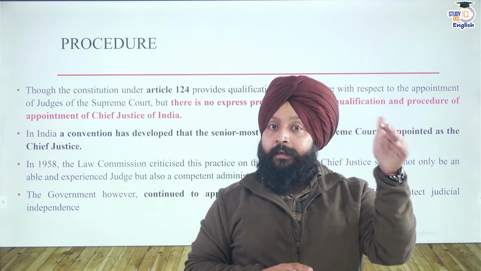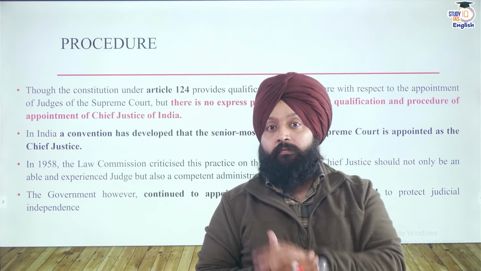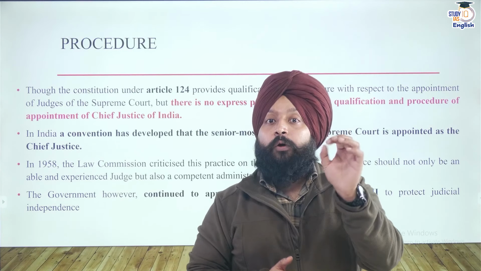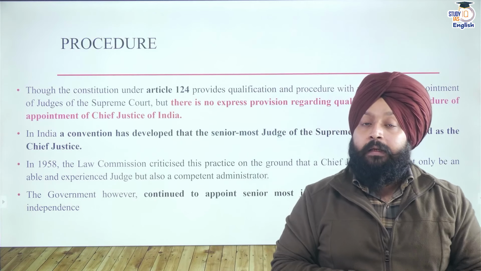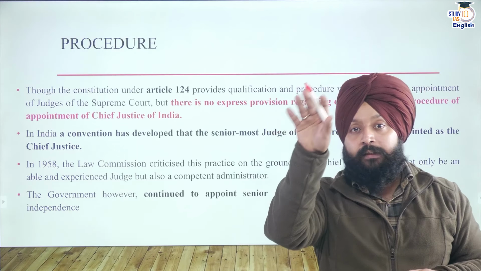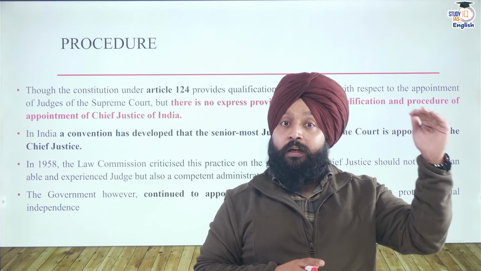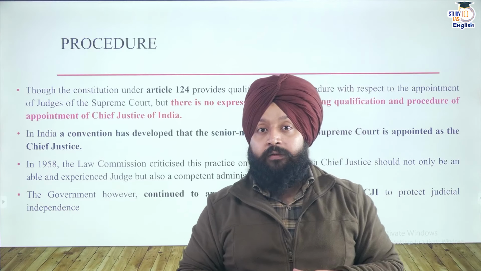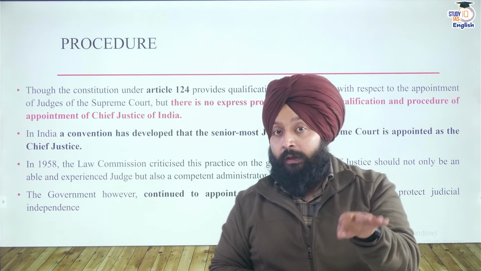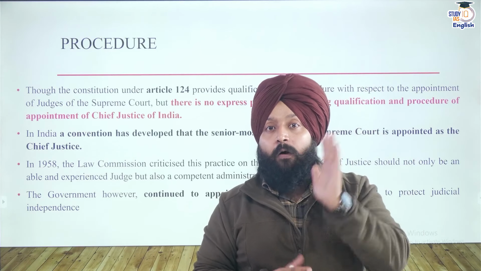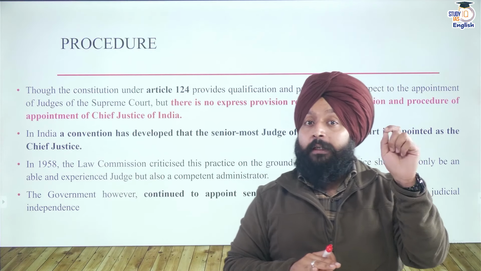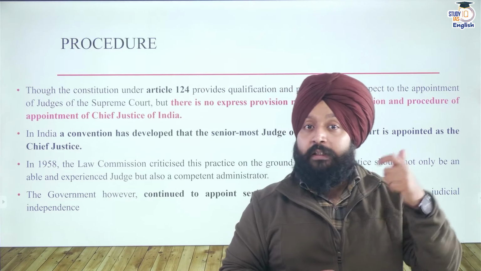So in India, since independence, there was an unwritten convention. The convention goes like that. The senior most judge of the Supreme Court was appointed as the CJI. That means the person who holds the highest seniority in Supreme Court will be appointed as the Chief Justice of India. Now, this was the convention that was established at the time of independence, and from then till now, this convention has been adhered by all the governments. And there was an aberration in 1970s that caused churning in the judicial circles.